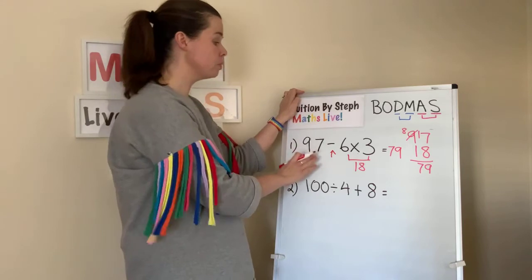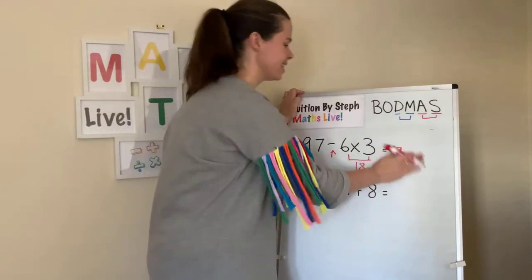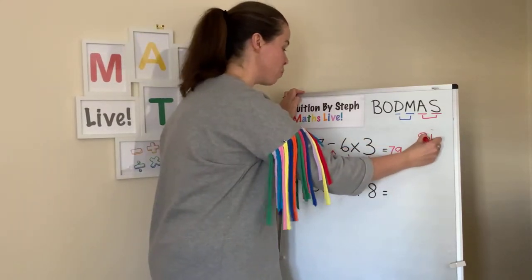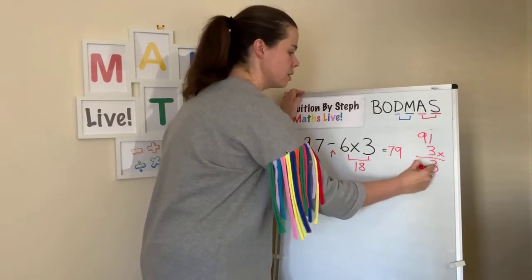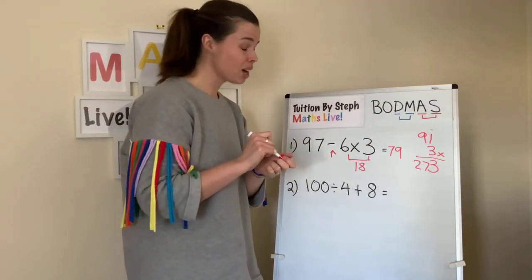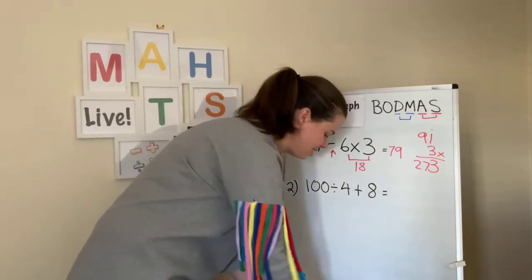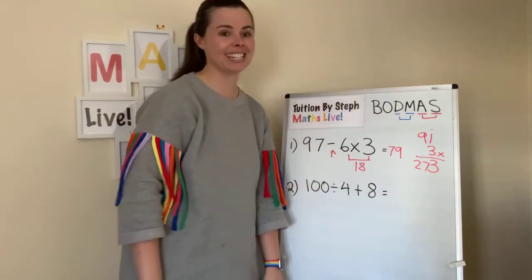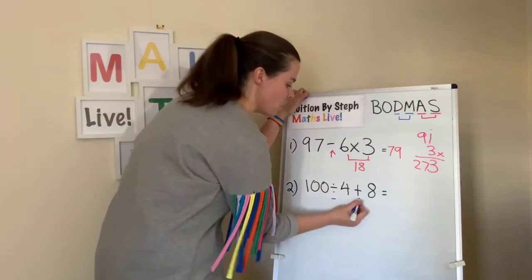And again, if we did it a completely different way, watch what would happen if we didn't use Achilles' method. If we did 97 take away 6, that would be 91. And if we times that by 3, that's a completely different number. 79 and 273, completely different. So that shows where we really need to stick to the order. I've had so many year 6 and year 7s in the past go, oh, it doesn't matter. I'm like, it does.